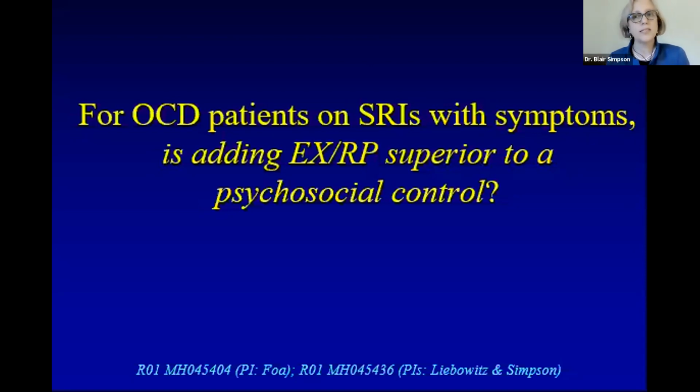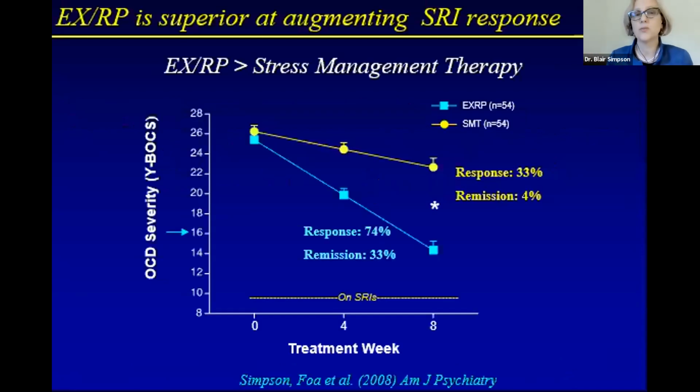So now this was quite a different design. Here we're recruiting people already on a medication, and they'd already been on that medication at the maximum dose they could tolerate for at least 12 weeks. And then we randomize them to either a psychosocial control therapy or that exposure and response prevention therapy, both delivered this time twice a week for 8 weeks. And let's go to the results.